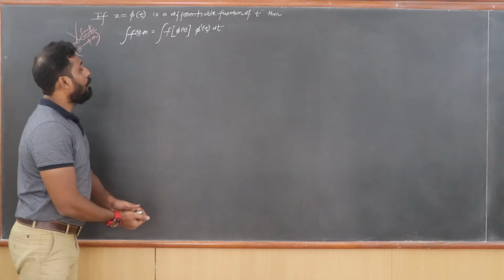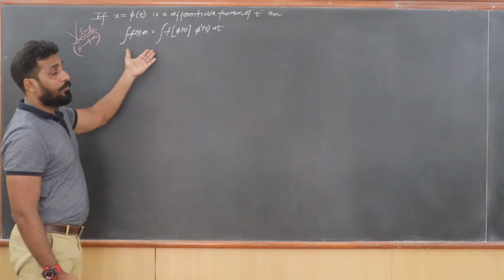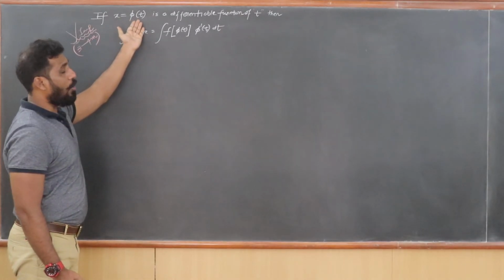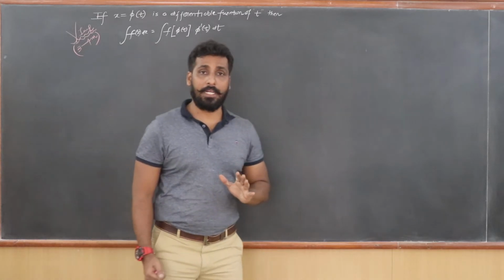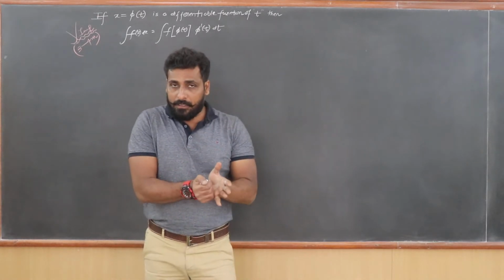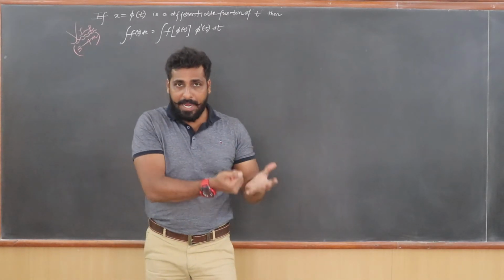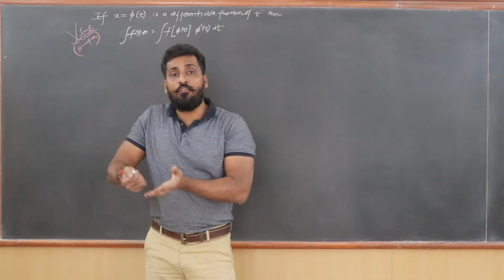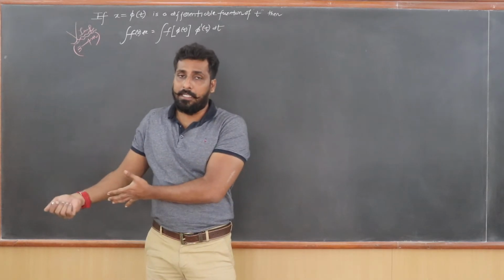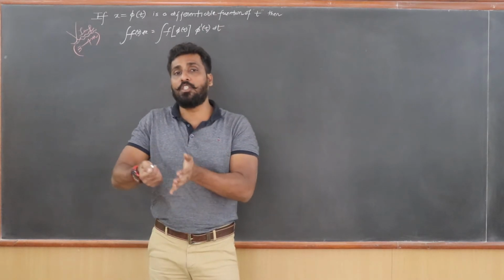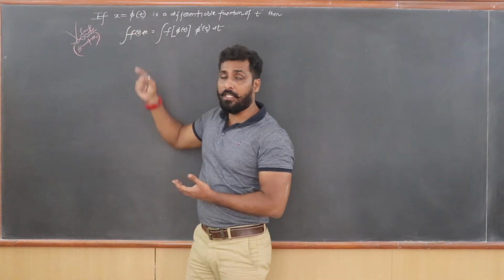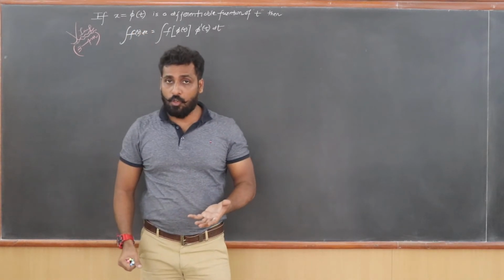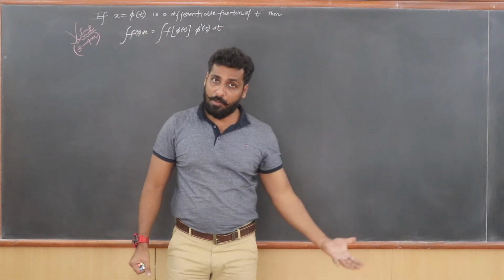If you observe, the statement given to us is, if x is equal to phi of t is a differentiable function of t. Now understand the first line. He is telling that x, some variable x, is a function of t, some other variable t. So you have x as a function of t. That function I have represented as x equal to phi of t.